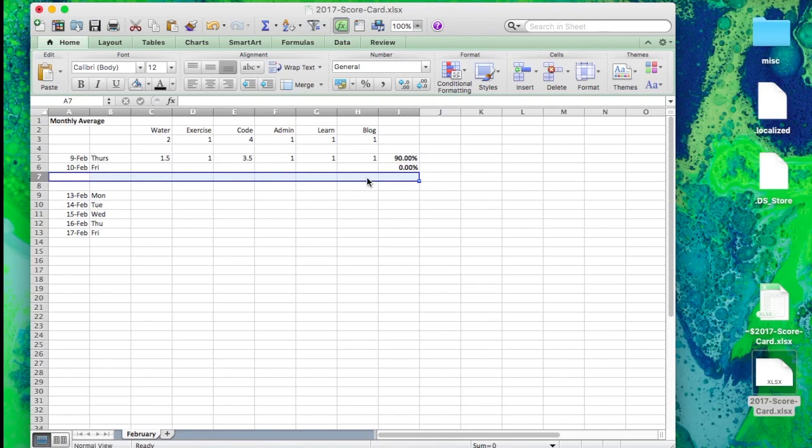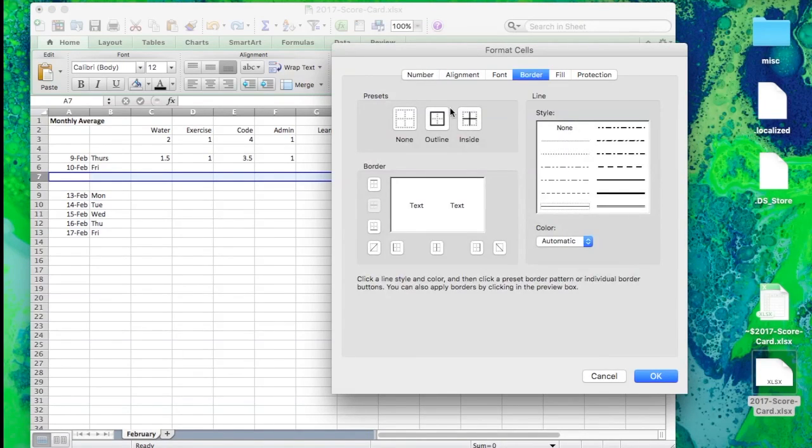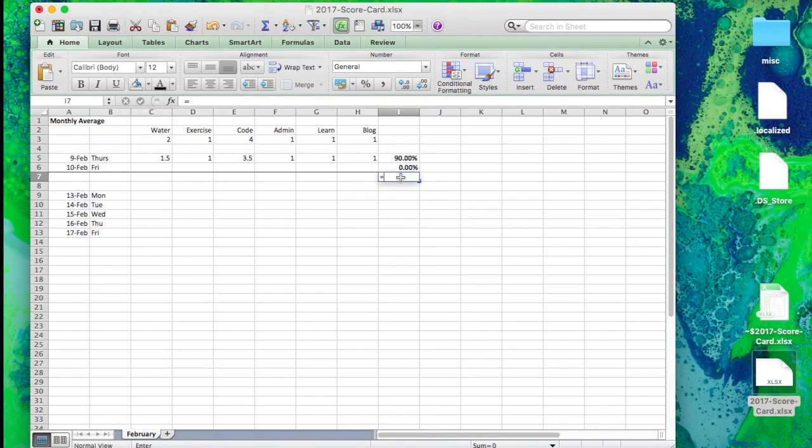And then I'll try to keep a weekly average running here. So that's fairly straightforward. I can just set this equal to the average of these 2 cells. So there's my weekly average.